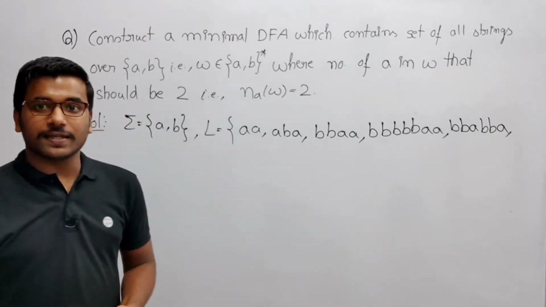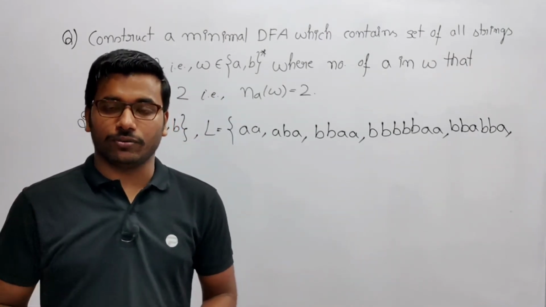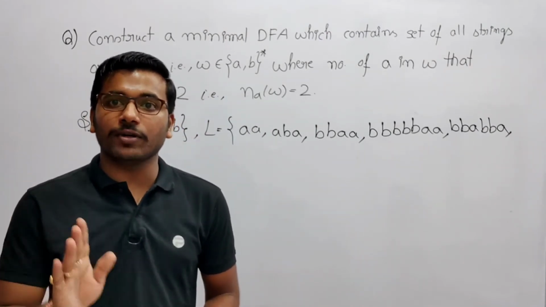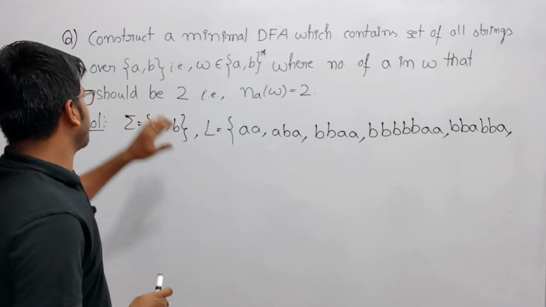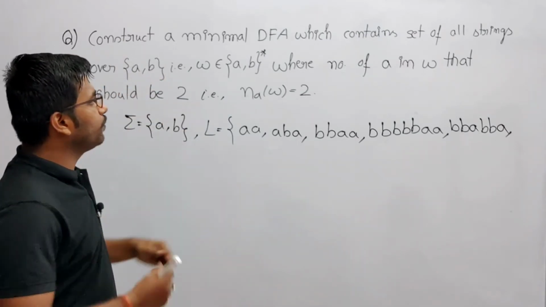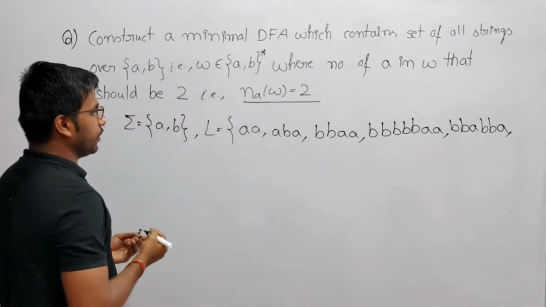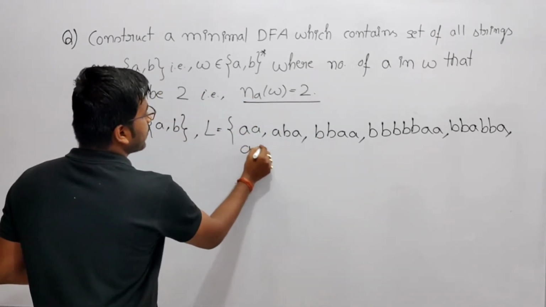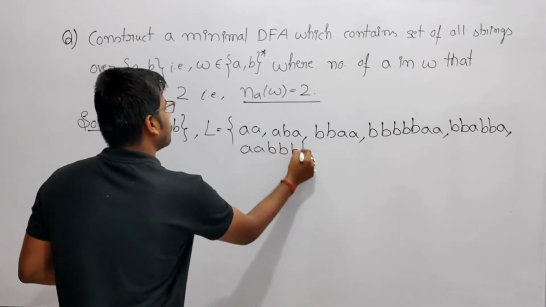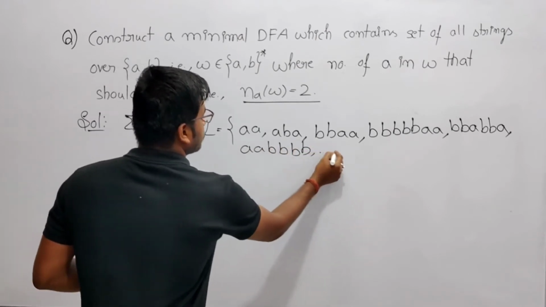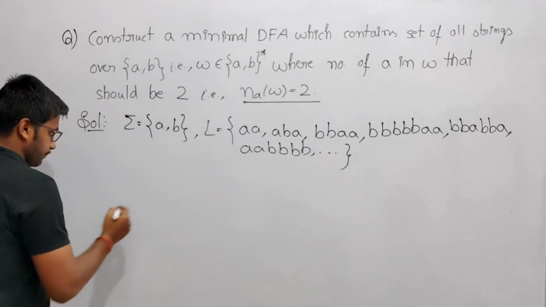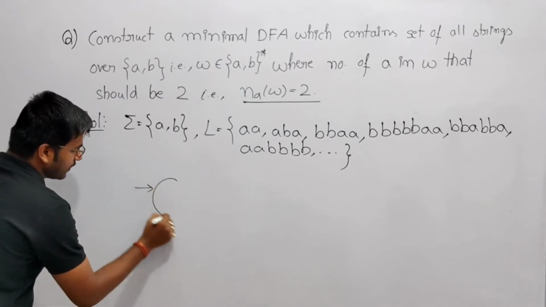Here our main concern is that the number of a should be 2, irrespective of whatever number of b we are having, because the restriction here is that the number of a in this string should be equal to 2. Okay, so like a, then after any number of b, okay, like this. So now construct an initial state q0.